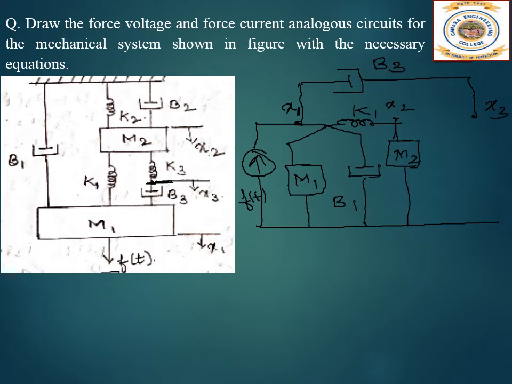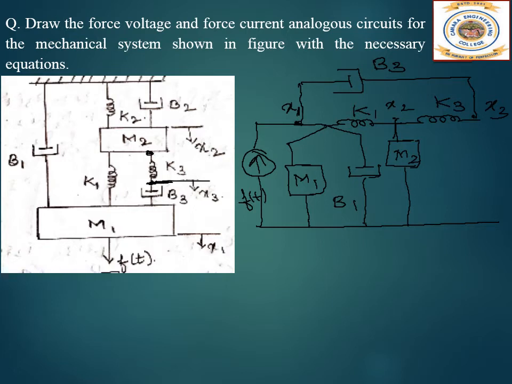Next, K3. Where is K3? One end is connected to M2, the other end is connected to this displacement x3. M2 has a displacement x2. So it will come between x2 and x3. So this is K3.